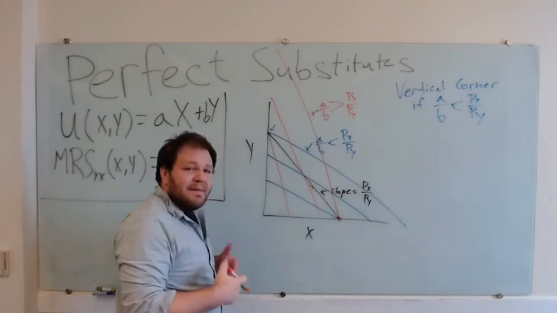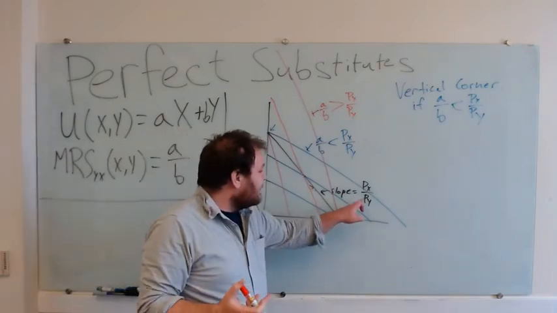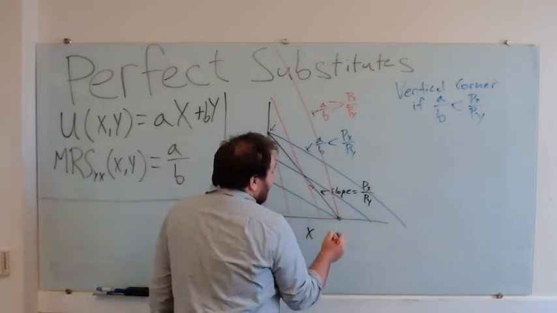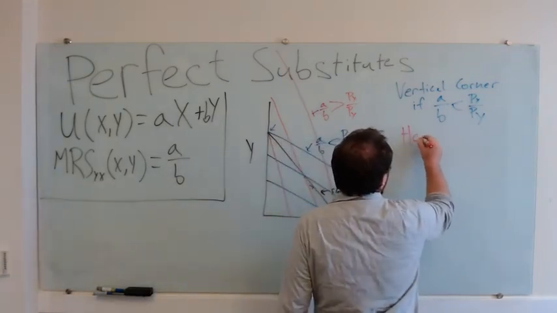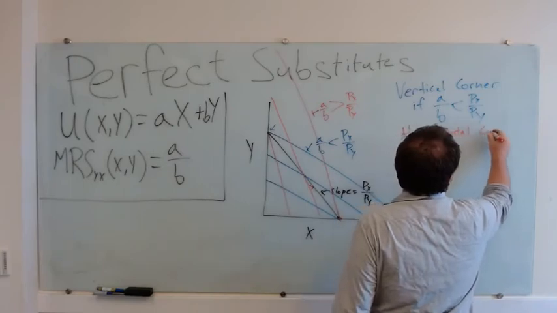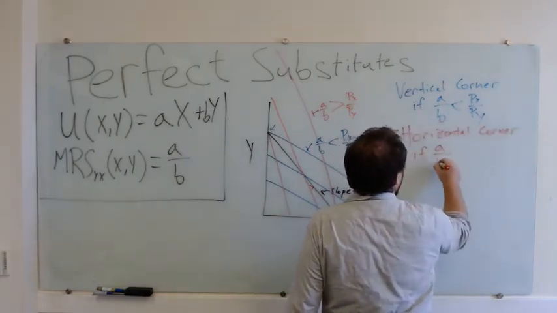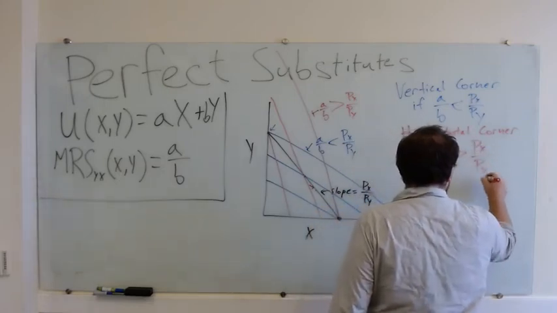In other words, the amount of y I'm willing to give up to get a unit of x is greater than the amount of y that I have to give up to get a unit of x. So what do I do? I buy all x and no y. So we'll have a horizontal corner if A over B is greater than Px over Py.